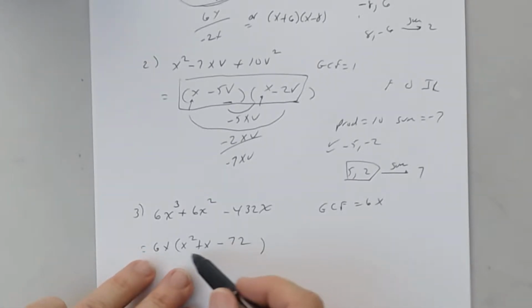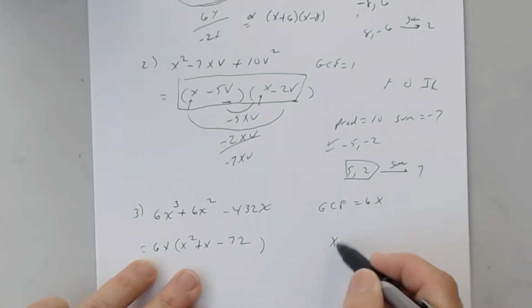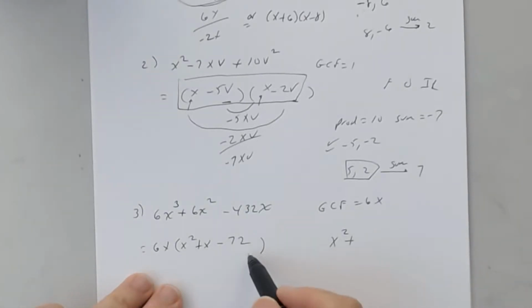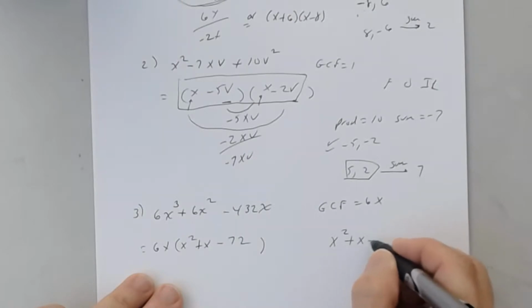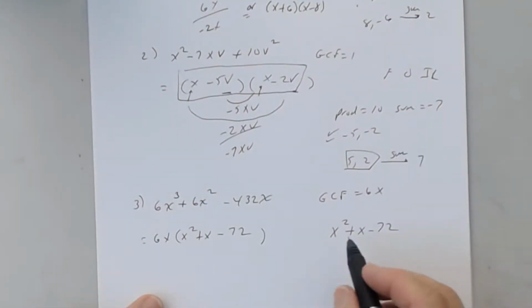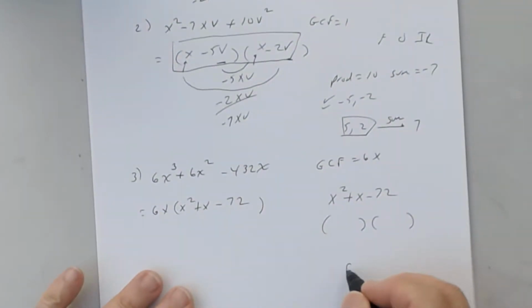Now I'm going to try to see if I can factor this trinomial. So I'm going to go off to the side. Why do I have x? Because x times x is x squared. This is not an x squared. Okay? All right, so let's see if we can factor this into two binomials. FOIL again.